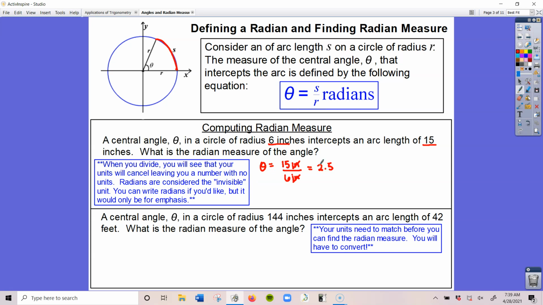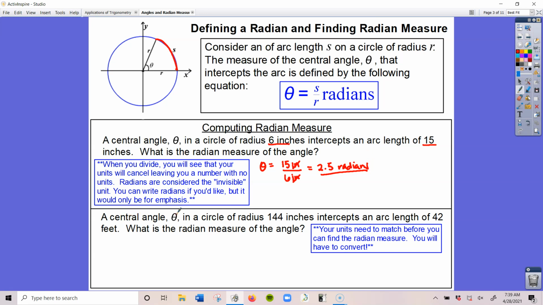So basically, if you divide the arc length by the radius and you cancel out your units, what you're left with are radians. Now, we don't typically need to write down radians, but if you feel more comfortable, if you like to define your units, you definitely can. But just so you know, that's why radians are considered the invisible unit. Now, let's look at this next example.